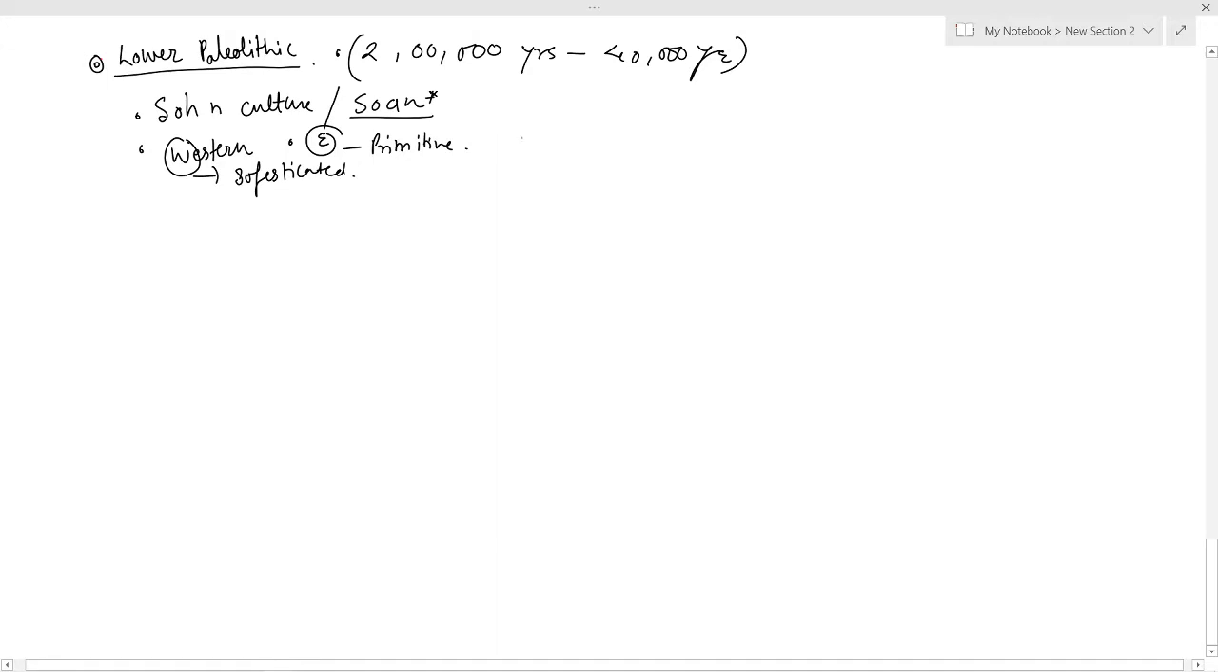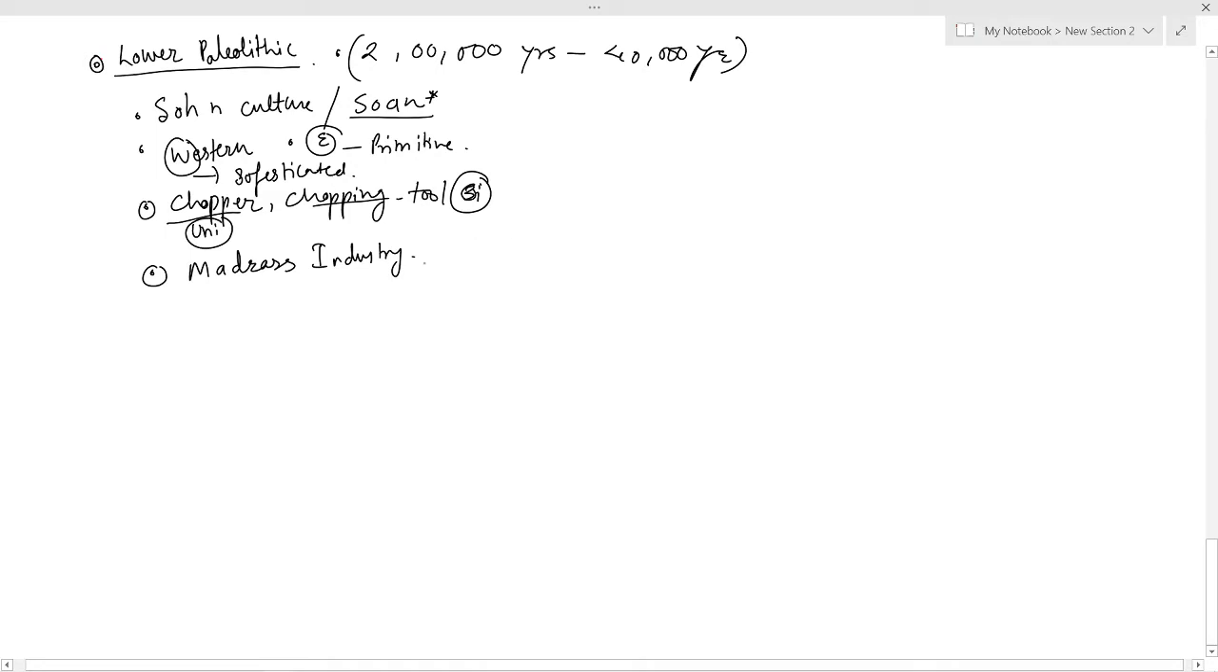The tool types are choppers and chopping tools. As we have talked about, the choppers and chopping tools are the types used in Lower Paleolithic. Choppers are unifacial and chopping tools are bifacial, as we have talked about in the earlier lecture. Lower Paleolithic is also found in South India and it is called the Madras industry. The tool type which is predominantly present here is the hand axe.